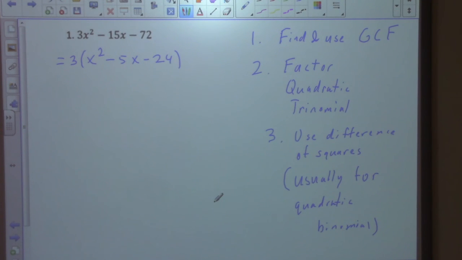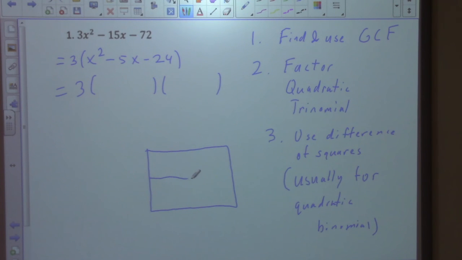So what would you do to factor this quadratic trinomial? You don't know? If you distribute, it's going to be back to the original. So what you're doing is working backwards here, or in the box method. Well, there are different ways to do this.